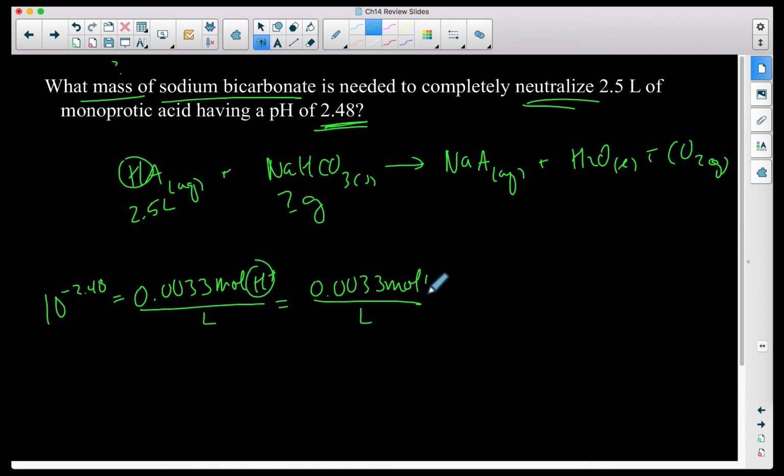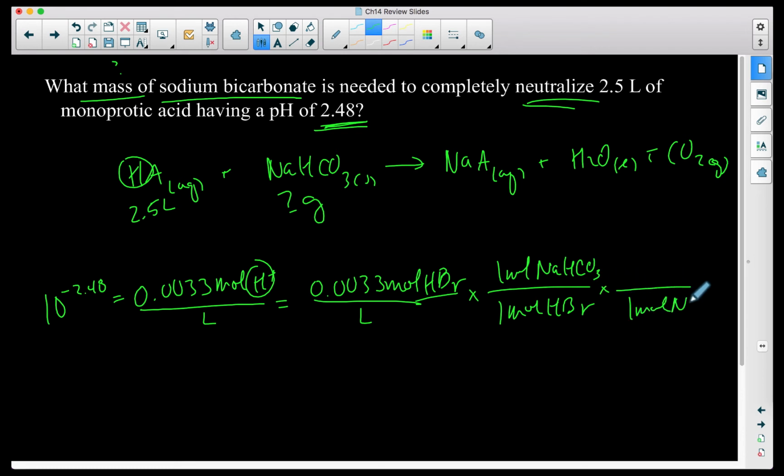HBr. Yes? All right, so then we can do our next steps, which means 1 mole of HBr for every 1 mole of baking soda. And then for every 1 mole of baking soda, I would do the molar mass of the baking soda, and that would get me my mass of baking soda needed to neutralize that much acid. Yes? Make sense? All right, next up.